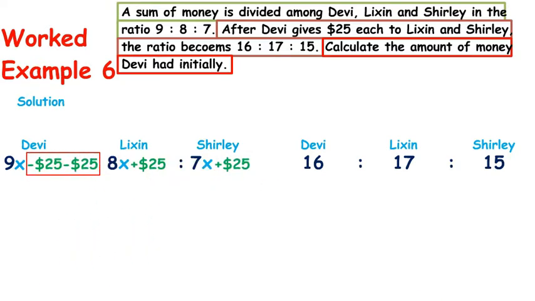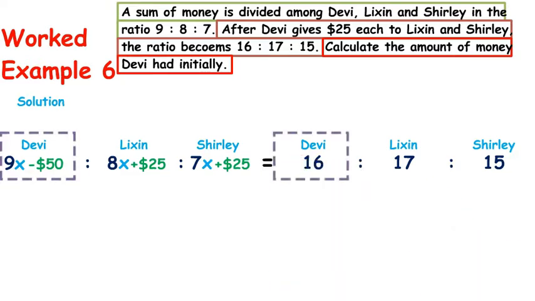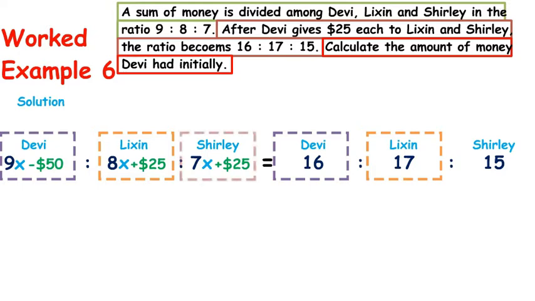-25 minus 25 is equal to -50. Now, the ratios are equal. 9x minus 50 is equal to 16. 8x plus 25 is equal to 17. And 7x plus 25 is equal to 15.